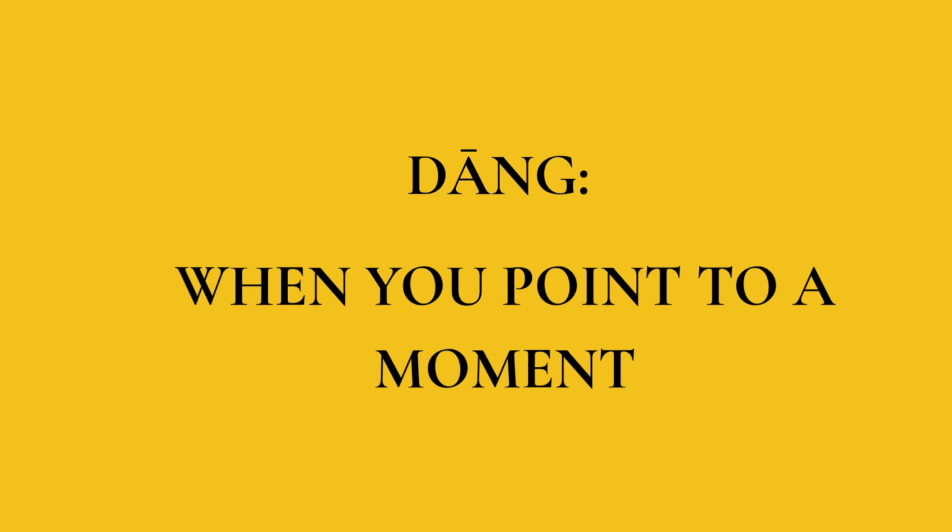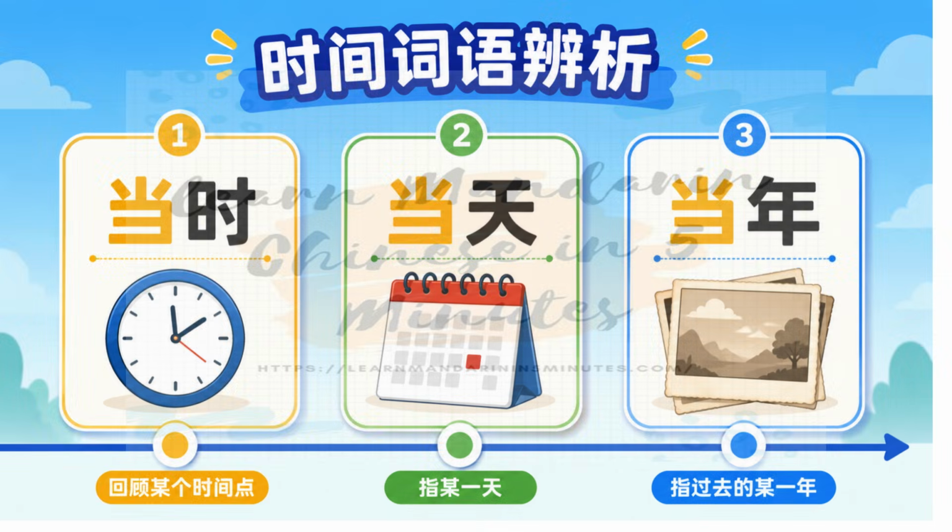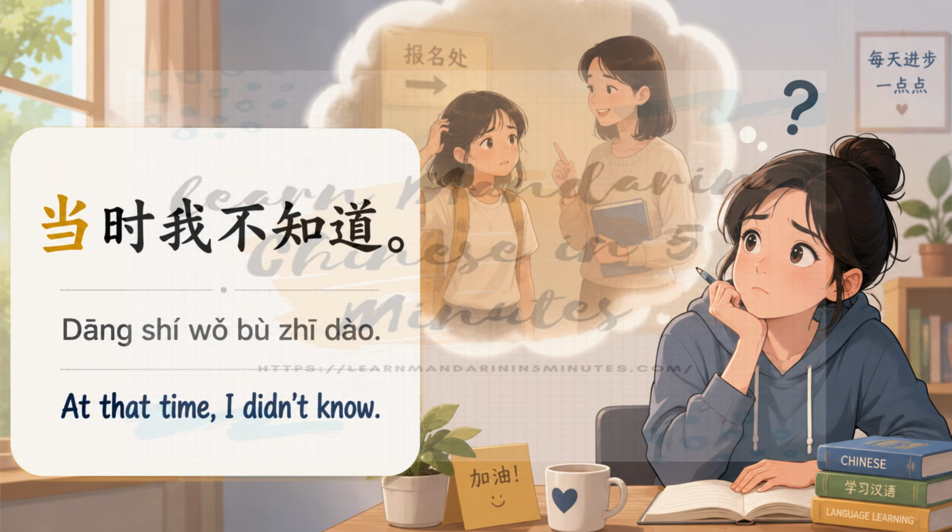Now let's move from roles to time. You will often see this Chinese character in time words. 当时, at that time. 当天, that day. 当年, back then or in those years. This Chinese character is pronounced as dāng. Why? Because you are pointing to a moment and saying at that time, on that day, or back in that period. For example, 当时我不知道. At that time, I didn't know. This sentence is very natural. Maybe later you understood the situation, but 当时, at that moment, you didn't know.